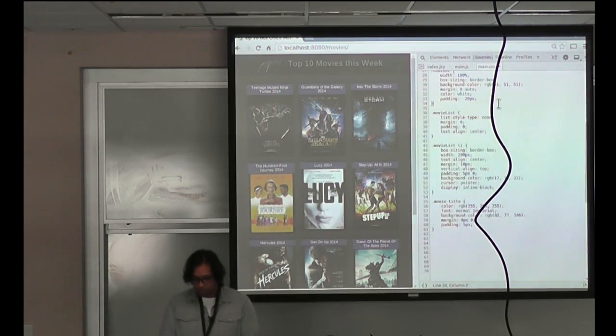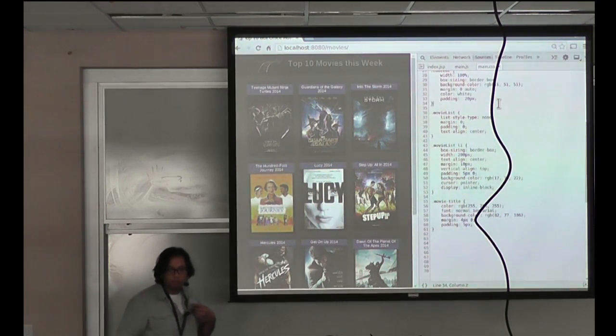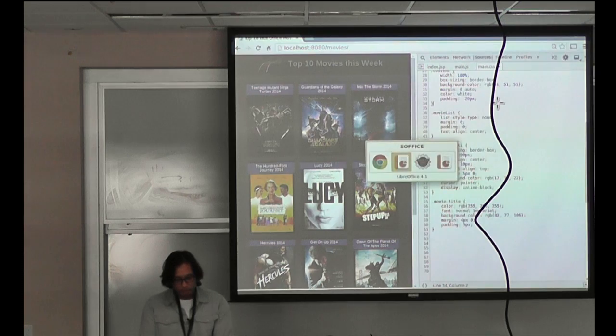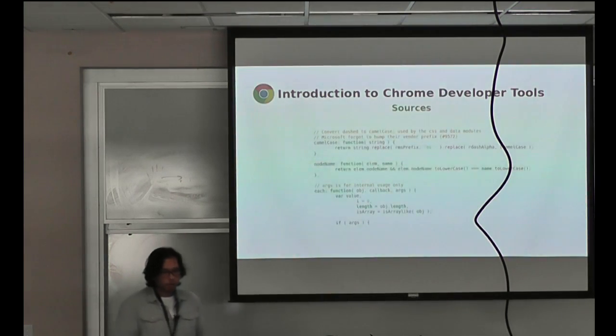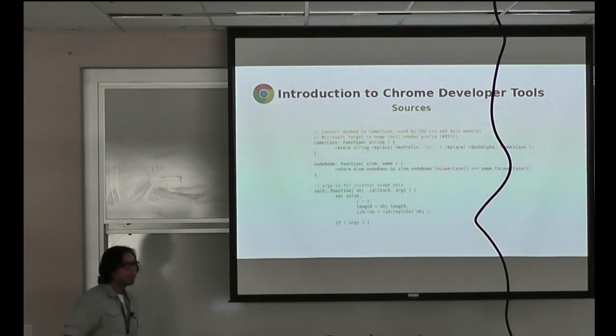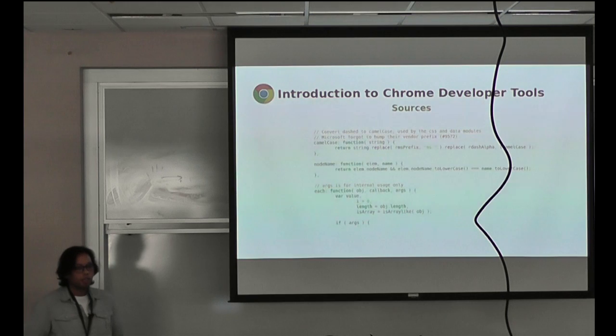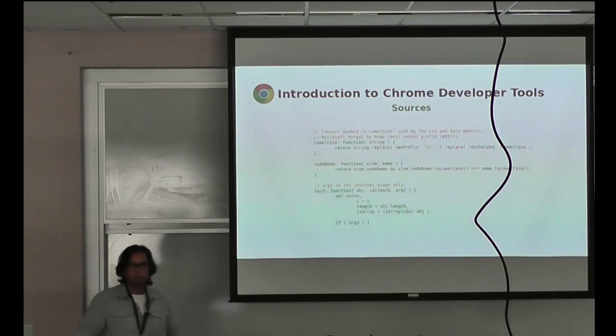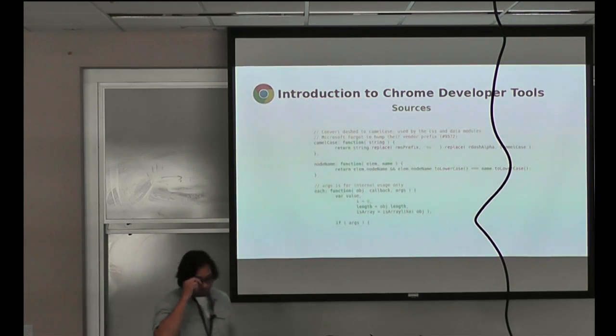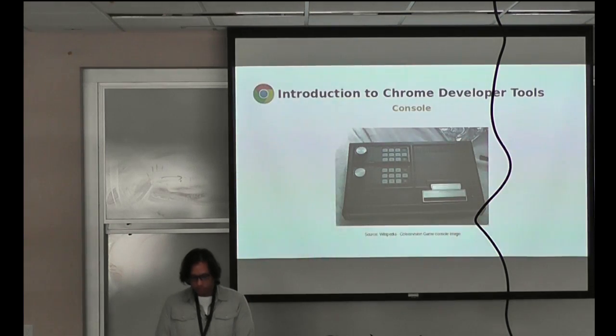All right. So to recap, we went over the elements panel. I went over the sources panel, and we showed how we can link the workspace in the sources panel to our remote file. So the next thing I'm going to talk about is the console.